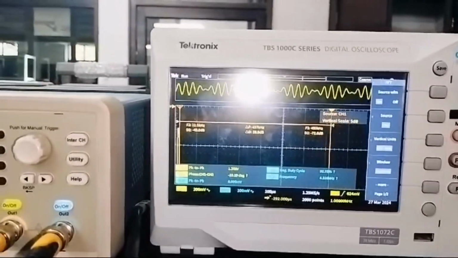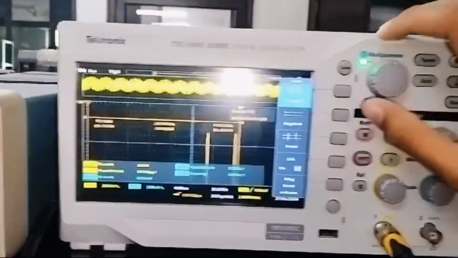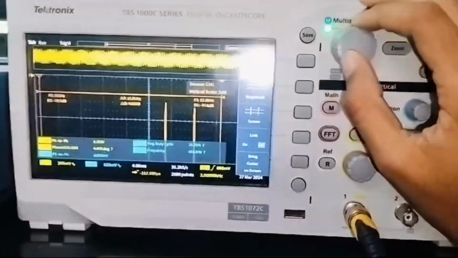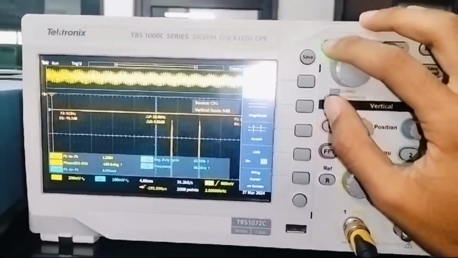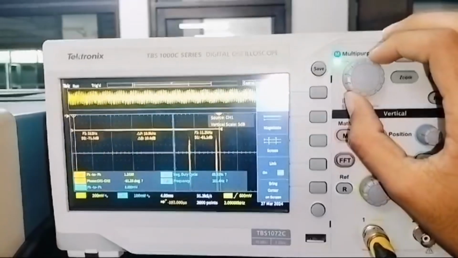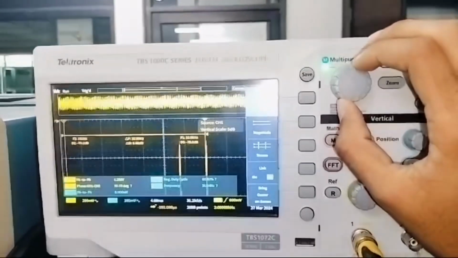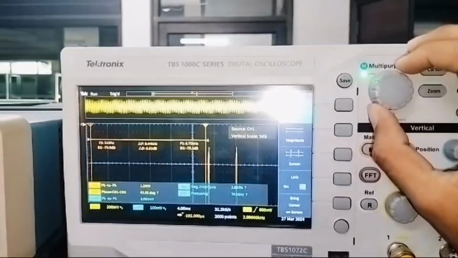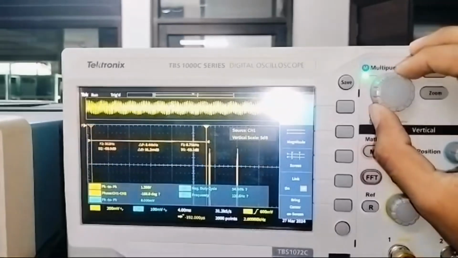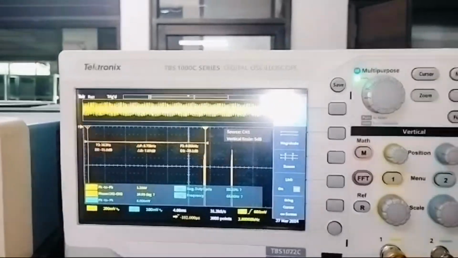Now we have done FFT. As we can see, we have two peaks in FFT. Now we'll move the cursor to find the peaks. The first peak is at 11 kilohertz. It corresponds to F1 plus F2. Now we'll move the cursor to find the second peak. The second peak is at 9 kilohertz, which corresponds to F1 minus F2.